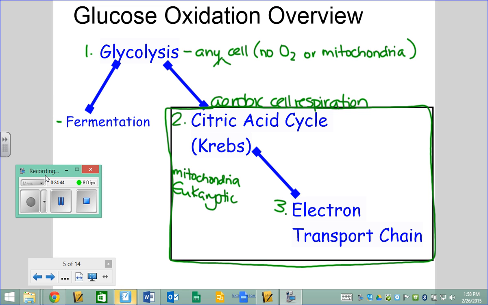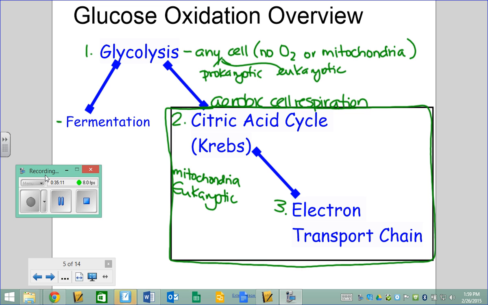Up here, I say any cell, so it could be prokaryotic or eukaryotic, doesn't matter. And remember that plants and animals are both eukaryotic cells. So just because something is doing photosynthesis doesn't mean it is not also doing cellular respiration.